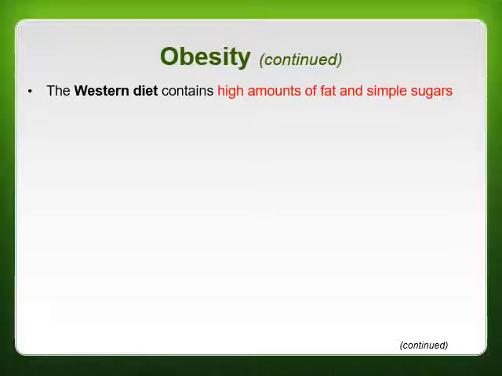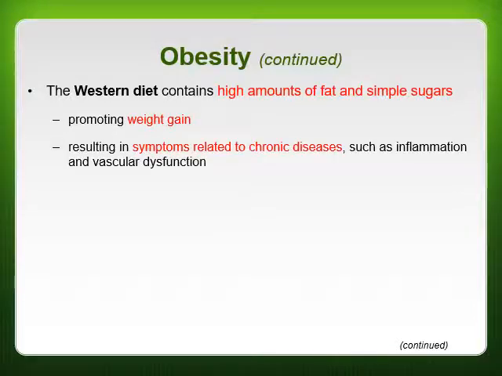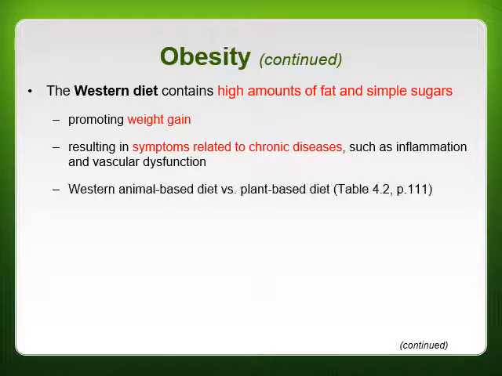More about our lifestyle here, the diet that we consume, the Western diet of the United States and other developed countries: high fat, lots of simple sugars. What those do is they will actually promote weight gain. It can result in symptoms related to other chronic diseases like inflammation and even some vascular dysfunction.